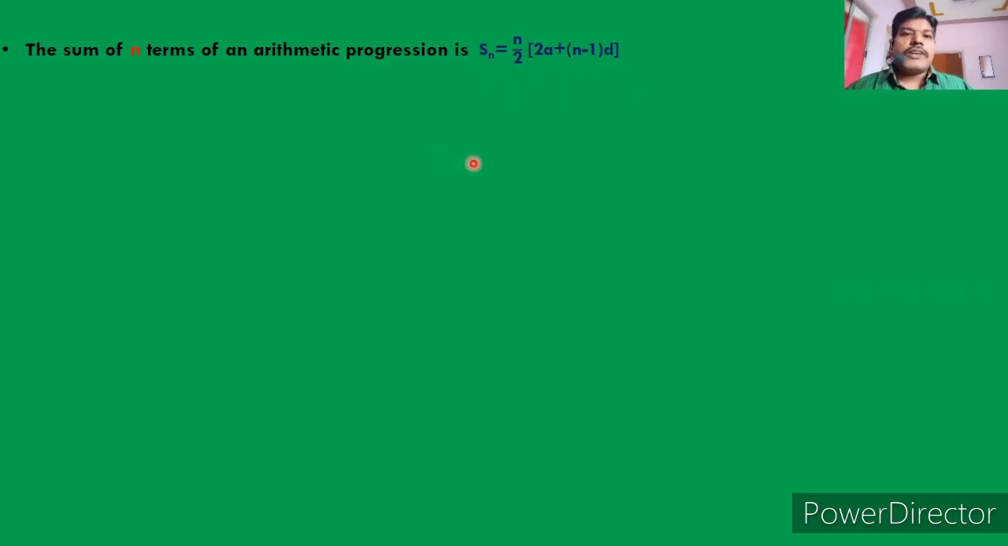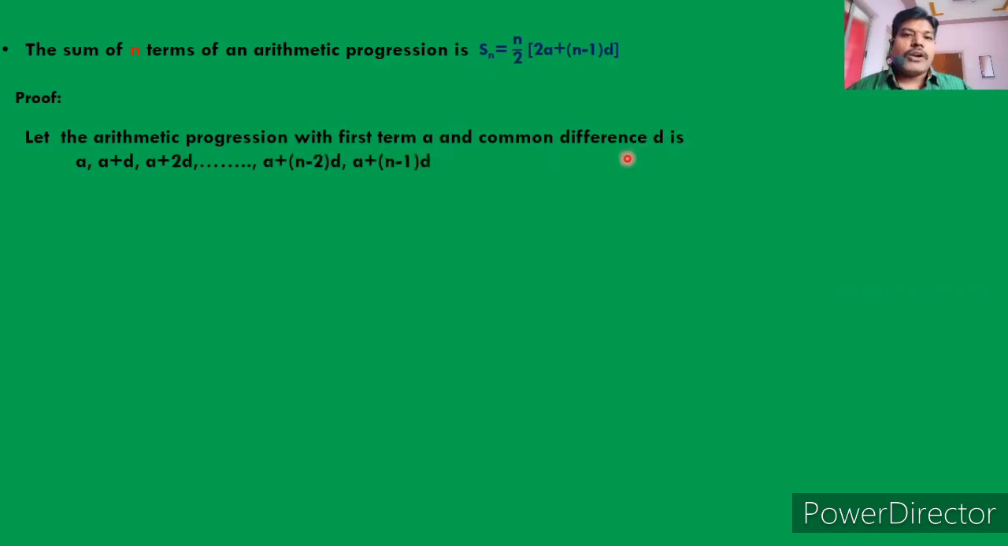Students, first of all I am taking one arithmetic progression. Let the arithmetic progression have first term a and common difference d. Then the progression will be a as the first term, a plus d as the second term, a plus 2d as the third term, and the nth term a plus n minus 1 into d. The preceding term is a plus n minus 2 into d. The next preceding term is a plus n minus 3 into d.